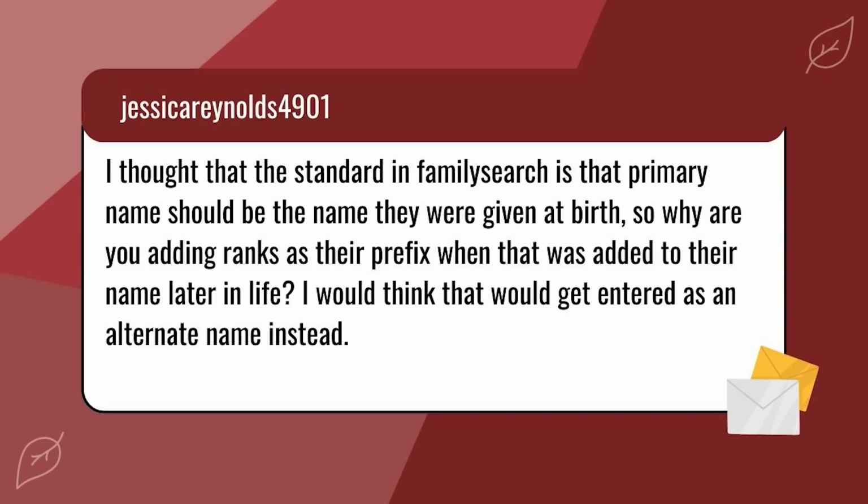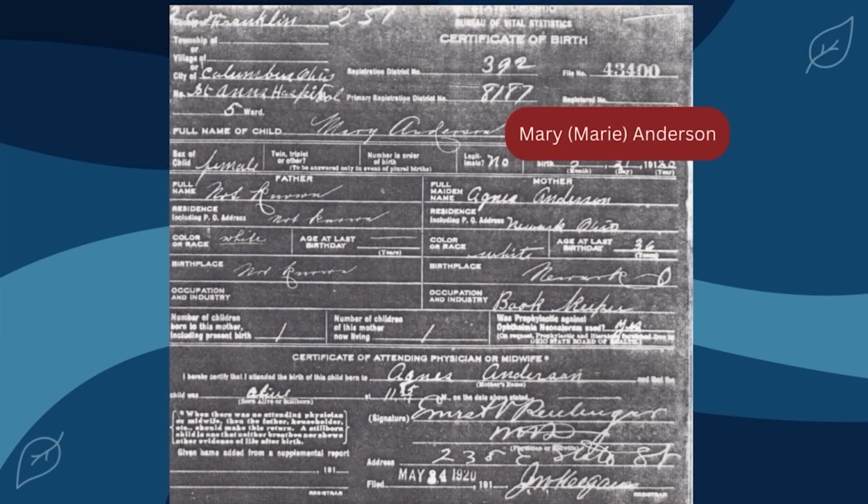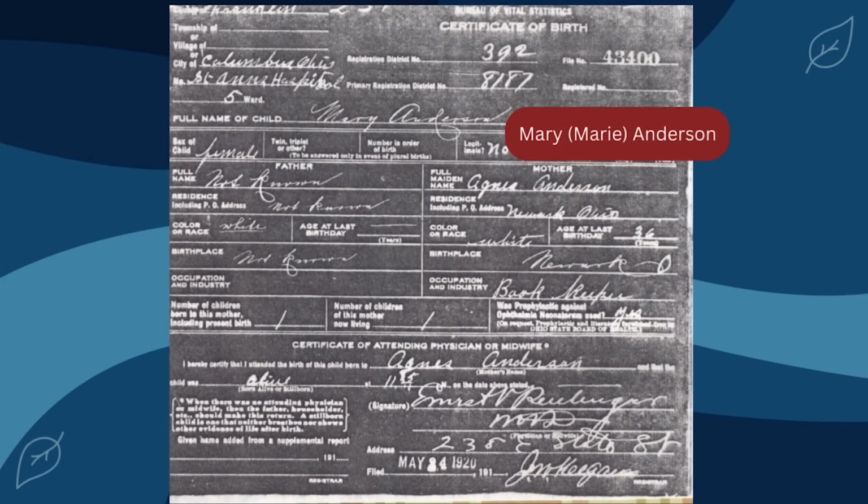Jessica Reynolds raised the FamilySearch standard that the primary name should be the birth name. But what about cases where someone's legally or socially recognized name changed? If we allow adopted names and married names, shouldn't earned titles get the same treatment? For instance, my granny's birth name was Marie Anderson, but she was adopted as an infant, just days after her birth, and a new birth certificate was issued.